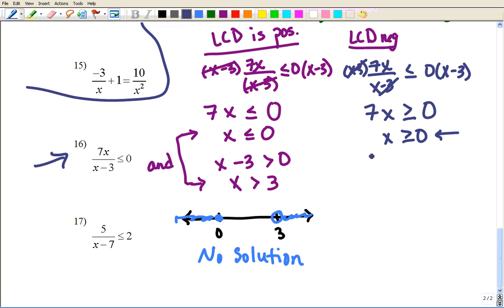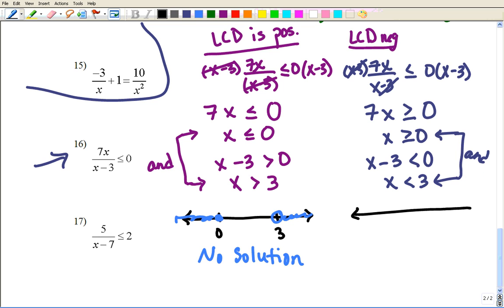But we said it was negative, so we need to go back and take that x minus 3 and show whenever it was negative or less than 0. And so we get x is less than 3. So there's the two parts. And remember that this again is an and statement. So we need to look at the number line again.